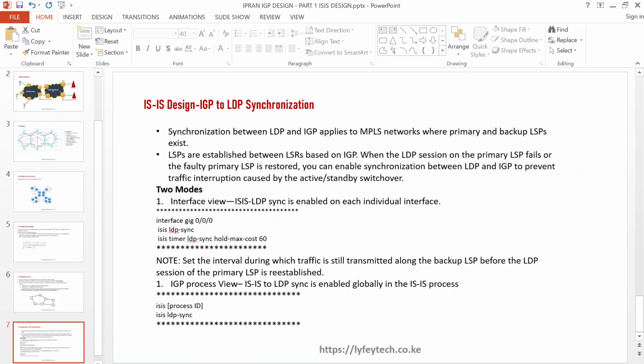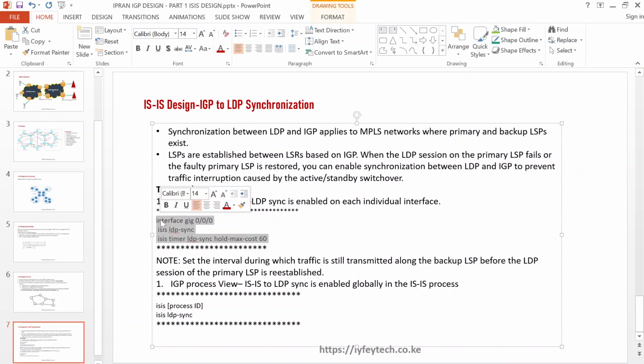So how do you enable IGP to LDP synchronization? We have two modes. The first one is interface view, which means you are enabling it on an interface. On an individual interface, you configure the ISIS LDP Sync. As you can see, this is the command you use, and this is how you enable LDP Sync on an interface.